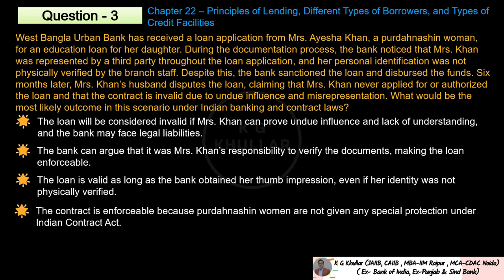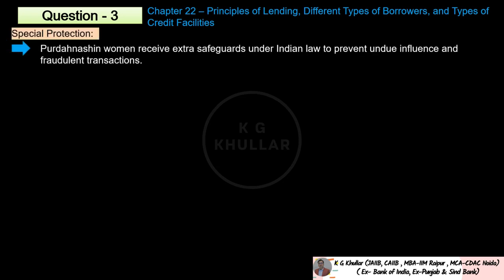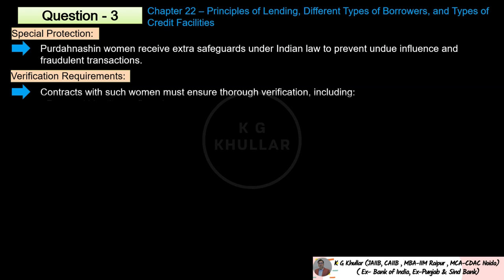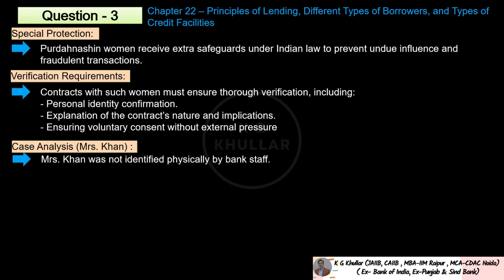Now friends, please note, Pardanashin women are given special protection under Indian law to prevent undue influence and fraudulent transactions. According to legal proceedings, any contract entered into with a Pardanashin woman must be thoroughly verified to ensure that she understood the transaction and voluntarily consented to it. This means that the bank must exercise extra caution, such as confirming her identity in person, explaining the nature and implications of the contract, and ensuring her ability to make informed decisions without external pressure. Additionally, independent third-party verification is crucial to avoid potential disputes about the contract validity.